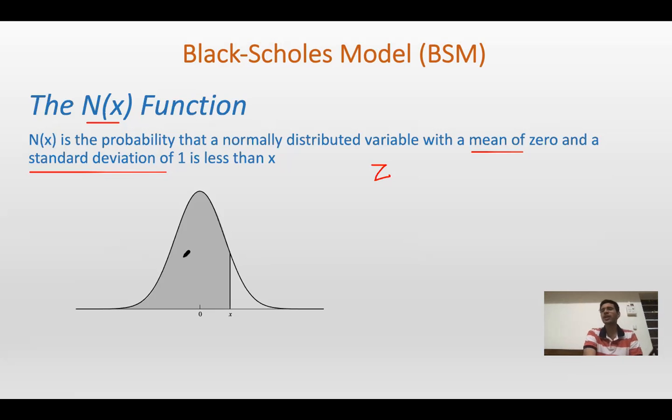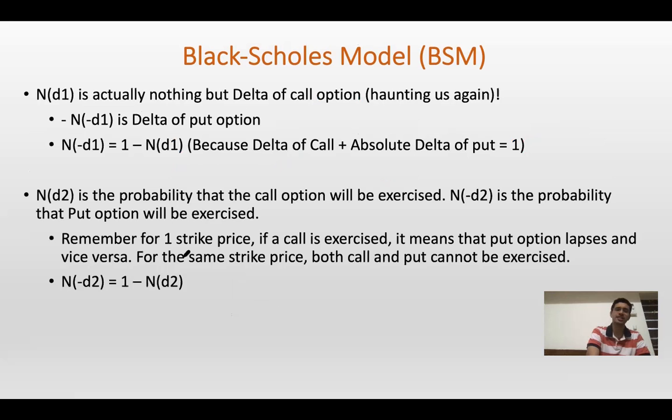N(d1) and N(d2) are actually probability estimates. N(d1) is nothing but delta of a call option, and minus N(minus d1) is delta of put option. I told you that N(minus d1) is minus delta. Other way of saying it is minus N(minus d1) is delta of put option. And N(minus d1) is equal to 1 minus N(d1), because delta of call plus the absolute value of delta of put is equal to 1. This is what we actually saw.